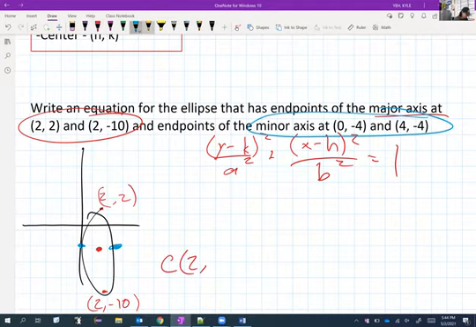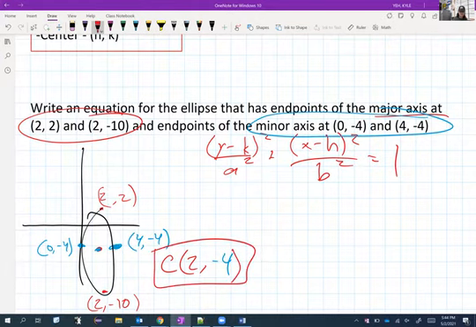2, what though? Well, the minor axis, we had 0, negative 4, and we had 4, negative 4. And so it makes sense that the y coordinate would be negative 4 because it's right in the middle of those. And what is right in the middle of those? 2, negative 4. We now have our h and our k.